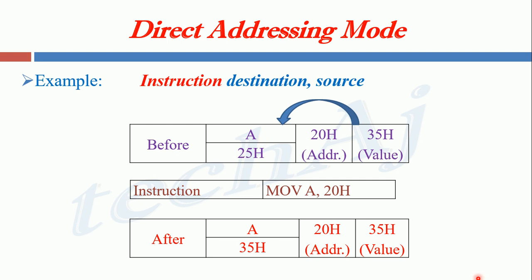Many times there is confusion about the difference between direct addressing mode and immediate addressing mode. Now, this is not an immediate value. We have seen in the example of immediate addressing mode that the value is always preceded by the hash symbol. So this is the difference: in direct addressing mode, if there is no hash symbol, it is considered an address, and a hash symbol means it is a data value.